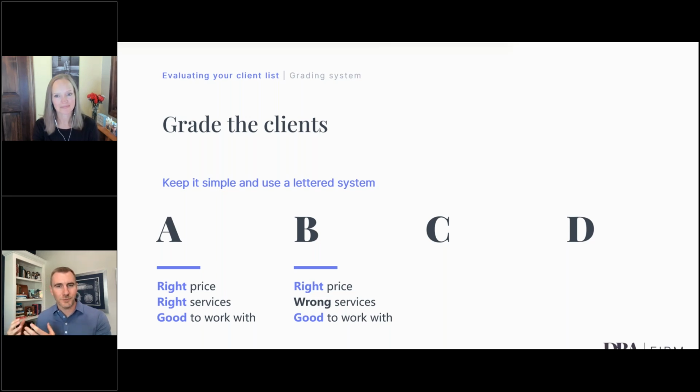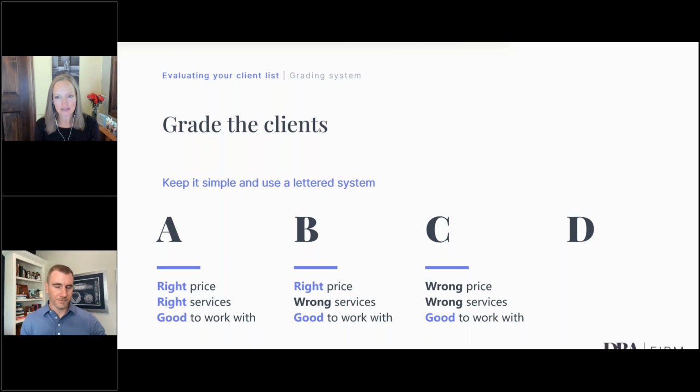Because it's wrong services, that's usually an internal experiment or internal job that needs to be done, having that conversation. And so I think A and B are kind of self-explanatory, but obviously with B, there's a lot of hope in those. Yeah, opportunity to move them to A.